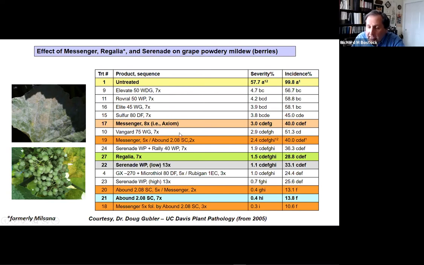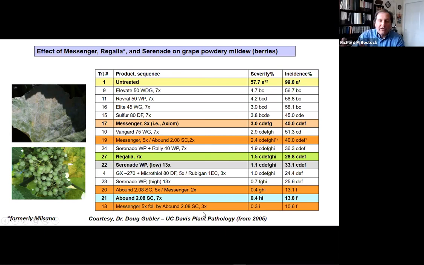Messenger again, but in combination with the strobilurin fungicide Abound, and you can see that it does even better, does very well actually. Serenade, which is a biological from the Bacillus species, but in combination with Regalia, again, this is that extract from the giant knotweed, showed very good control. And then Messenger, again, in combination with Abound had some of the best control.